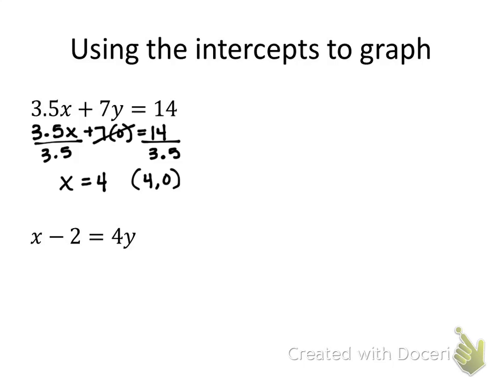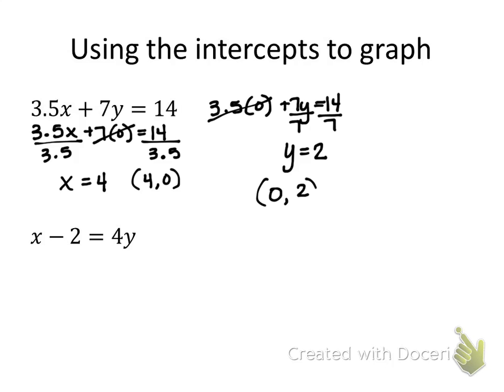I'm going to plug in a 0 for x, so I'm going to do 3.5 times 0 plus 7y is equal to 14. So that cancels out. I need to divide both sides by 7, and I get y is equal to 2. So let's write that as an ordered pair. I plugged in 0 for x, and I got 2 for y.